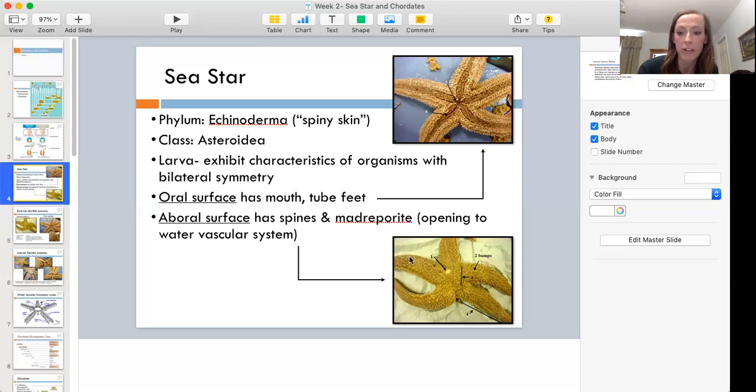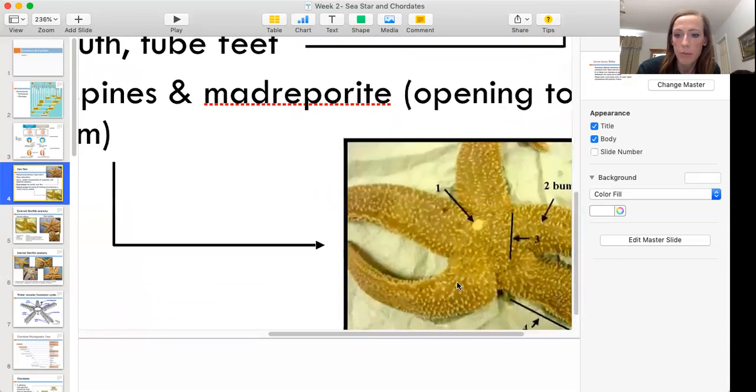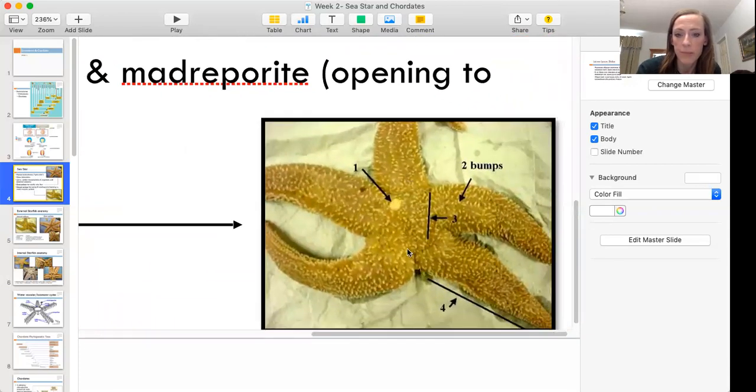So just some external anatomy. In the middle, like I said, is the central disc. That's shown here as number 3 in the picture. I'll enlarge it a little bit. Number 3 in the picture is the central disc. Number 1, you'll notice, is a little spot. It's sort of an off-white cream color. And if you touch it, it's got this very sturdy structure to it.